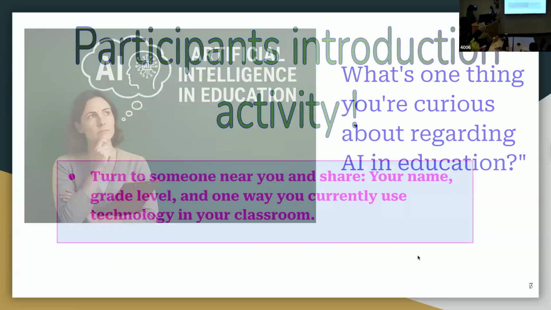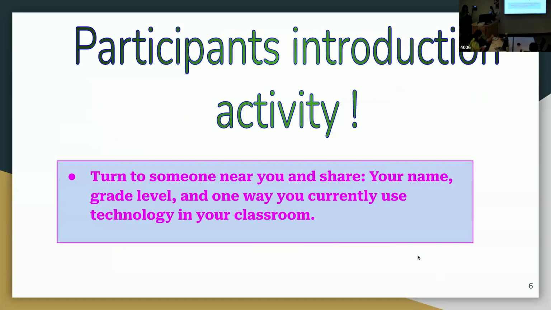So next, I think all of you are in one group. If you could just turn to your partner, find some partner, share your name, grade level, and one way you currently use technology in your classroom. And then we'll try to brainstorm ideas from each of the table groups. I'll give 2 minutes. Would you like to join someone? Maybe you can join this table over here.